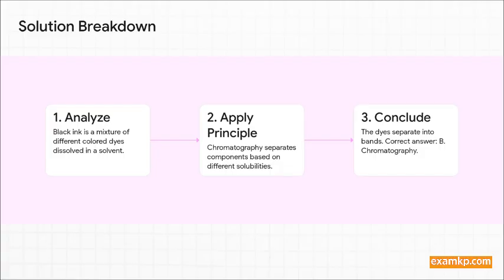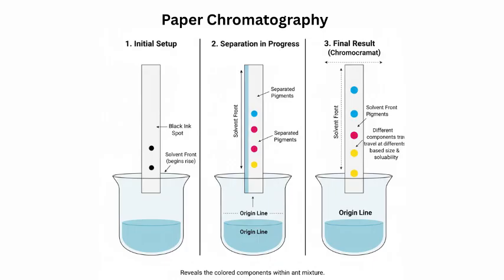Let's break this down. The magic word in the analysis is dissolved. You can't filter something that's dissolved, right? That's why chromatography is the perfect tool here. As the solvent creeps up the paper, it pulls the different dyes along at different speeds, revealing all the hidden colors. So the answer is B.